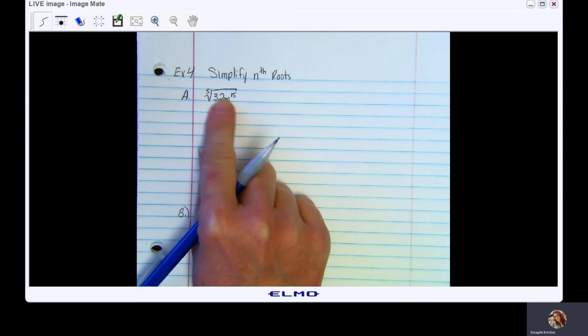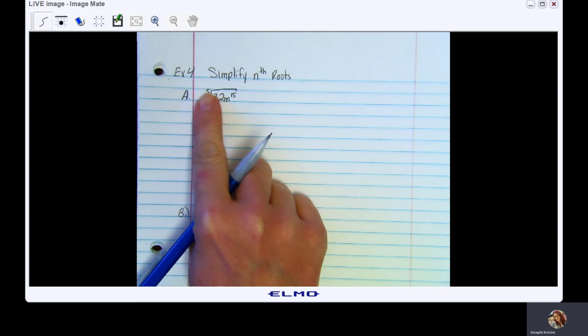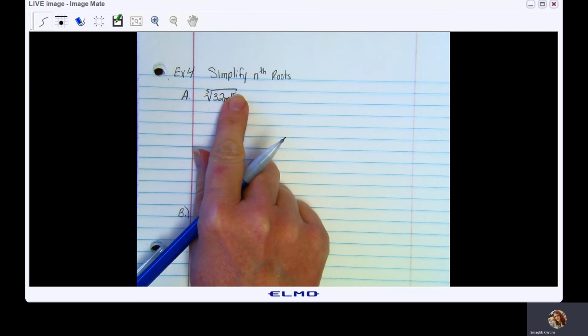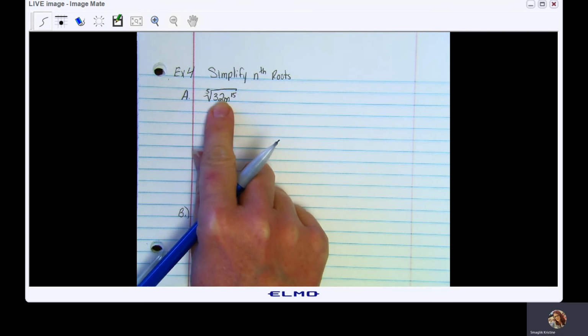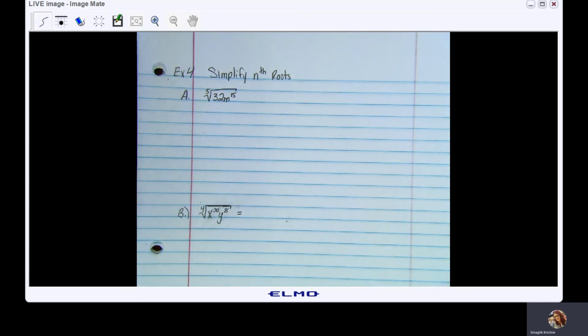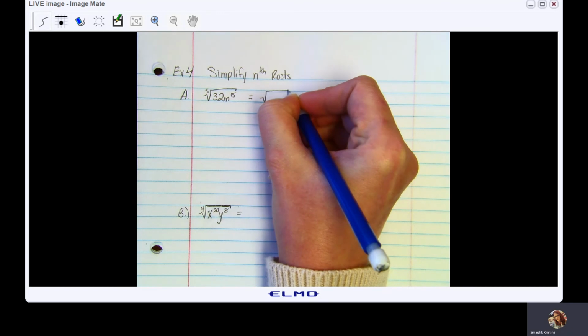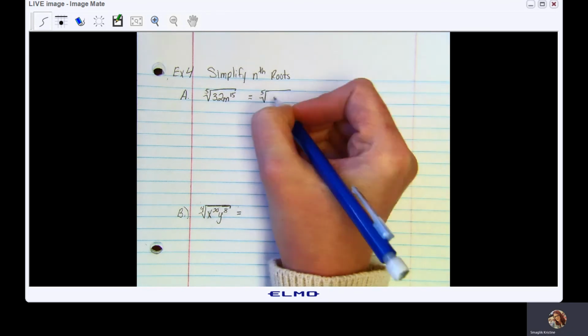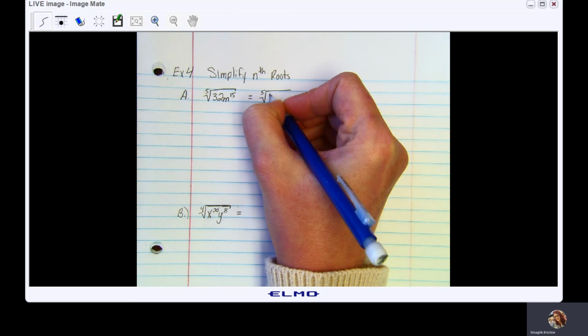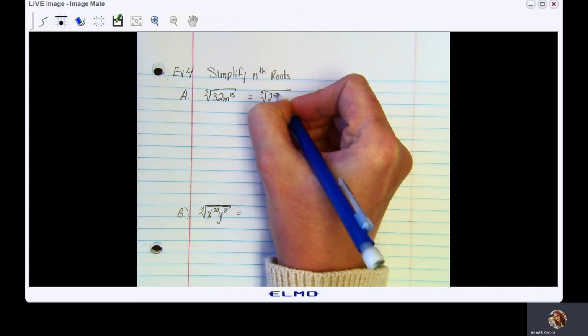Could you write this radicand with a power of 5? If you can do that, then your root is going to cancel out that exponent, and whatever you have in parentheses is going to be your solution. So let's take a look. Right off the bat, can I write 32 with an exponent of 5? Why, yes, I can. I know that 32 is 2 to the 5th.